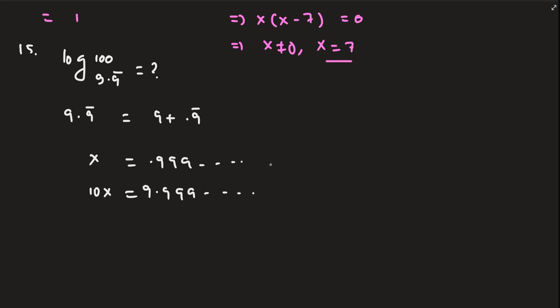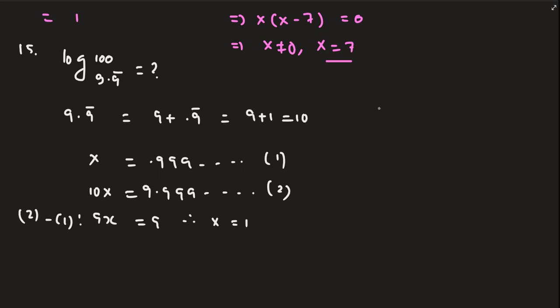Now do the subtraction. Subtract 1 from 2. So 2 minus 1, you are getting 9X here and 9 here. Therefore capital X is equal to 1. So this value you can write as 9 plus 1, that is 10. Now your log becomes log of 100 and here the base is 10. So 10 to which power produces 100? 2. The answer is 2 only.